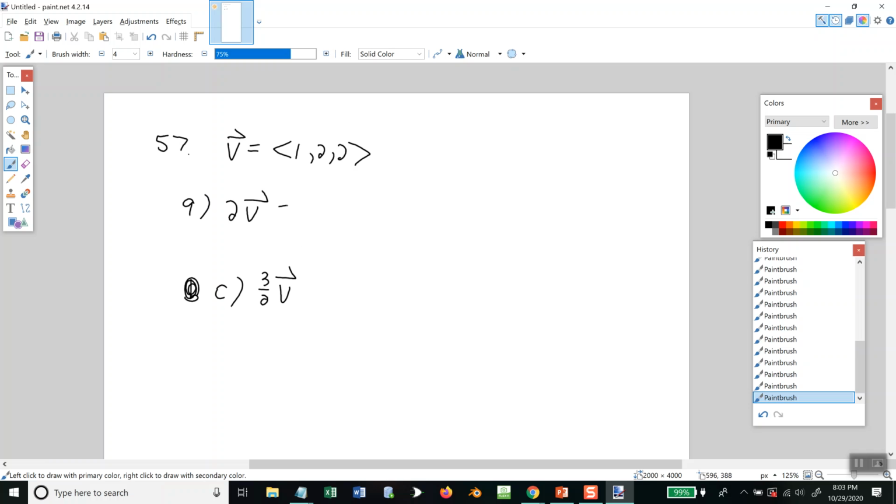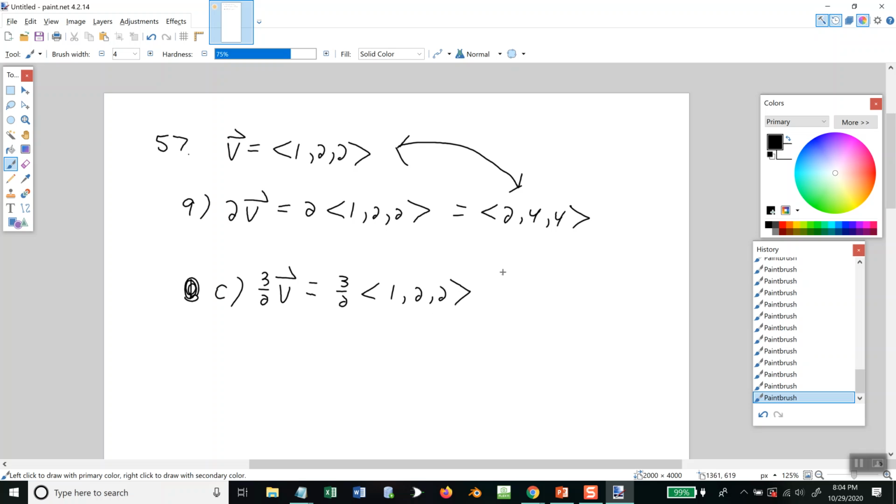3/2 v. Well, when you've got scalar multiplication, you just put the number out in front of the vector like this. And it's just like the distributive property. You take the 2 and multiply it through, so it's going to give us 2, 4, and 4. The reason why they're putting this right after the definition of parallel is because these are parallel, aren't they? Now here, you put the 3/2 out in front, and with the distributive property, I'll multiply through, and that gives us 3/2, 3, 3. And that's how you do scalar multiplication.